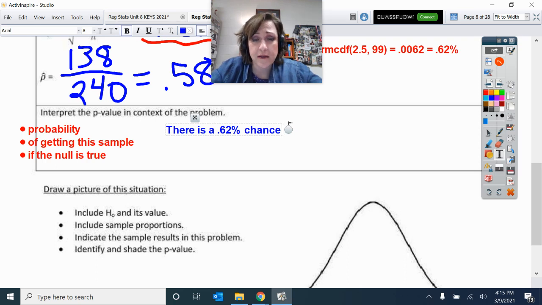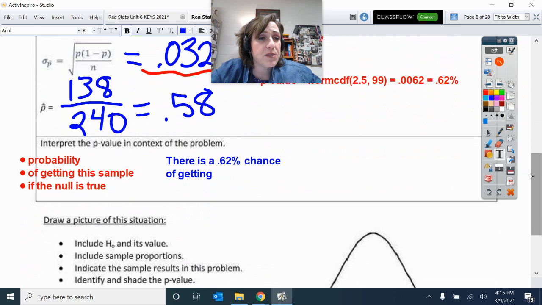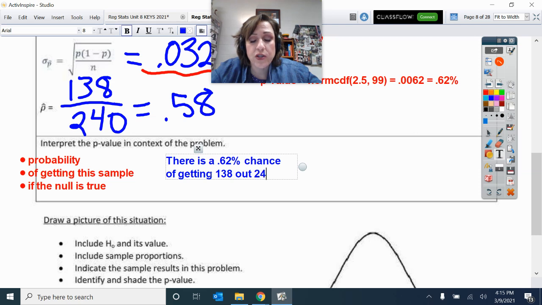Okay, so there's the first line: of getting this sample result. So what sample? Oh, it's right here, where this p hat is. Of getting 138 out of 240 games won by the home team. Okay, there's the second sentence.